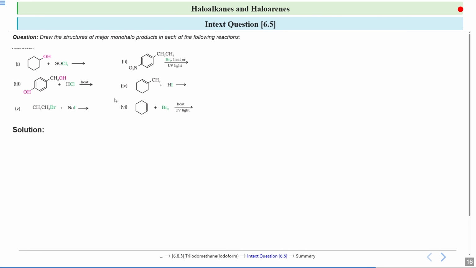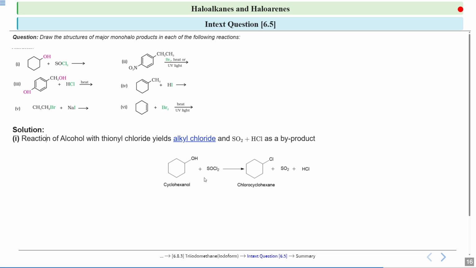So for this question, let's see one by one. Okay, the first reaction is between this alcohol and SOCl2, right? The reaction of alcohol with thionyl chloride yields alkyl chloride and SO2 plus HCl as a byproduct. So what we are saying is that this cyclohexanol plus SOCl2 will give us chlorocyclohexane plus SO2 plus HCl.